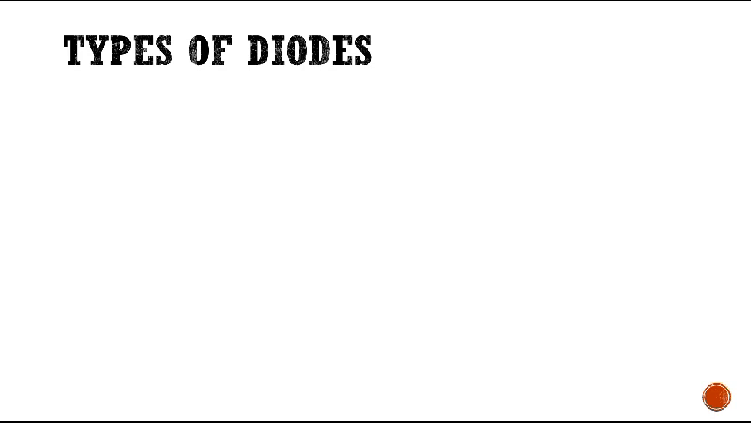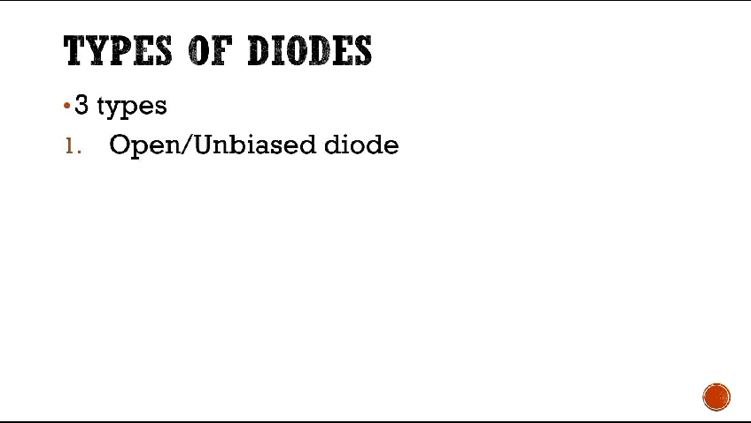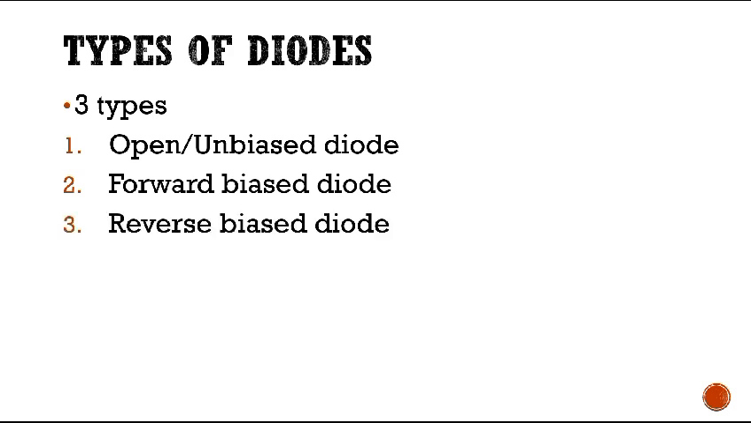Now, how many types of diodes are there? There are three types of diodes. The first type is the open or unbiased diode. The second is the forward biased diode. And the third is the reverse biased diode.